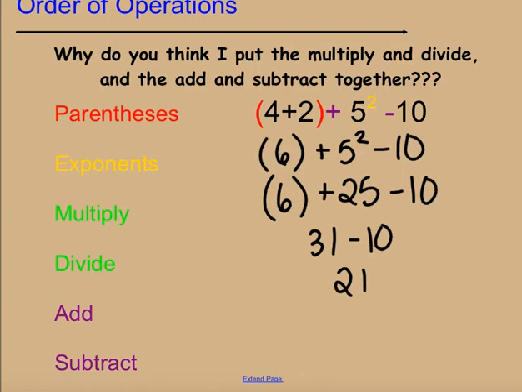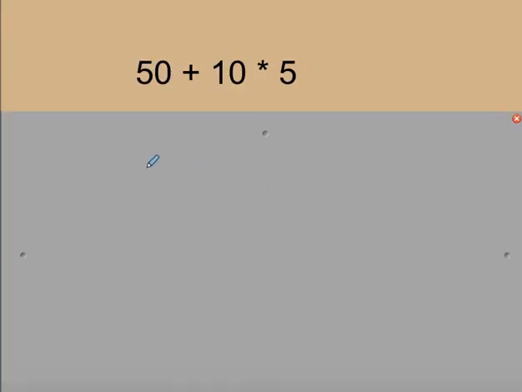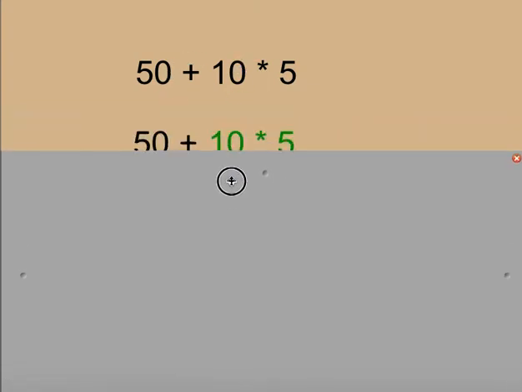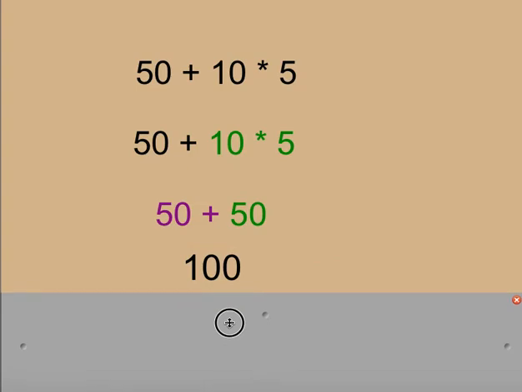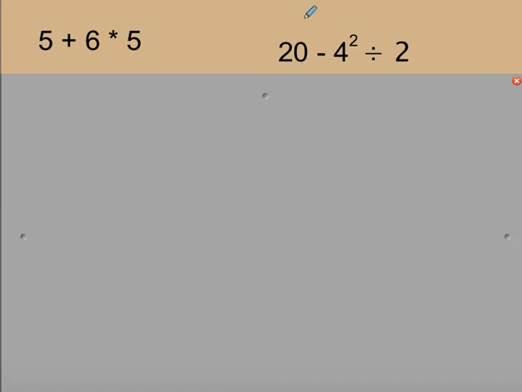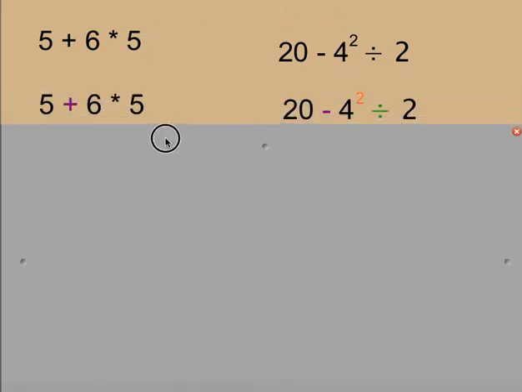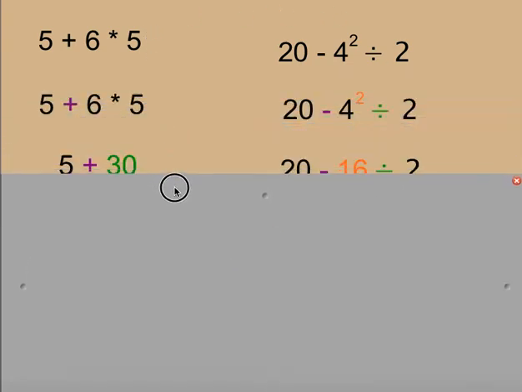Whenever you see just multiplication and division, you go left to right. So in this case, we would need to multiply first and then add. Okay, so we multiply 10 and 5 to get 50. Add it to 50 and we get 100. All right, once again, we need to multiply first.